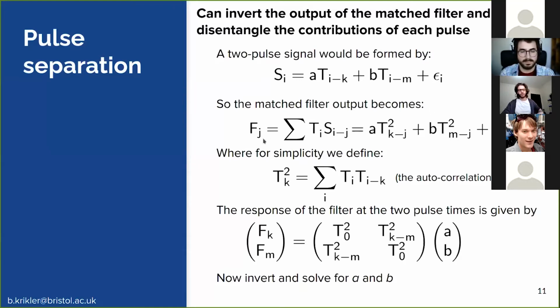And if we can identify where these pulses happen, if we can identify k and m by using what I showed on the previous slide, then we can convert this line here into a matrix equation like you see on the bottom. And this is brilliant because now we can simply invert that matrix. Our goal is to get A and B, the amplitudes that we actually see. And we can get this by simply inverting this matrix and applying it to the S here.